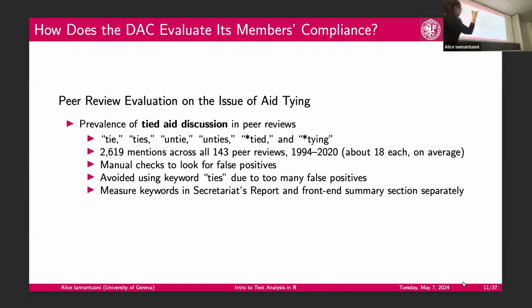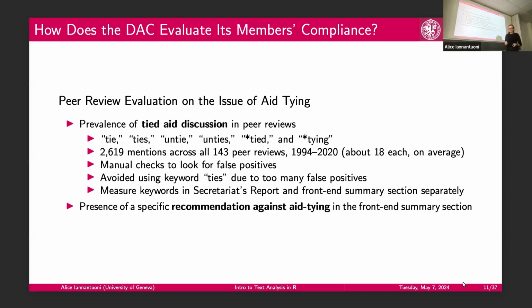So we do this both separately for the Secretariat report section and from that front-end summary section, and then also combined to see an overall measure. We also then look specifically at the front part of these documents to look for recommendations against aid tying. These are explicit, bullet-pointed recommendations. So there will be a mix between something that I'm doing automatically in R and something that we did manually by reading every single recommendation in these documents. Of course, we first flagged them using the same keywords, but then we read them manually to make sure that these are recommendations against aid tying. So our outcomes here are going to be the prevalence of tied aid discourse measured like this, and a binary dummy for the presence of a recommendation against aid tying.